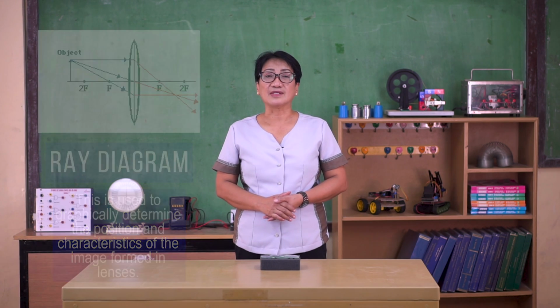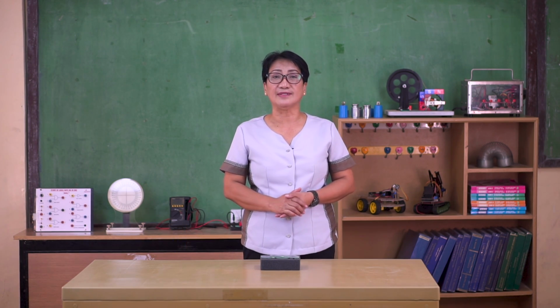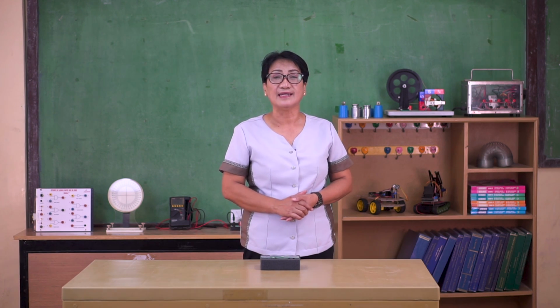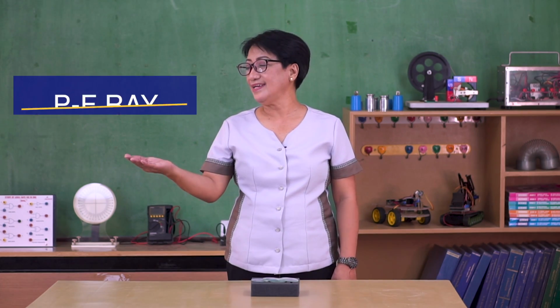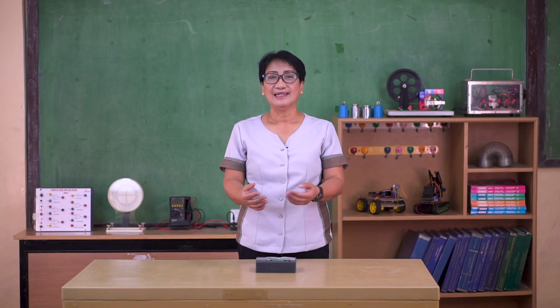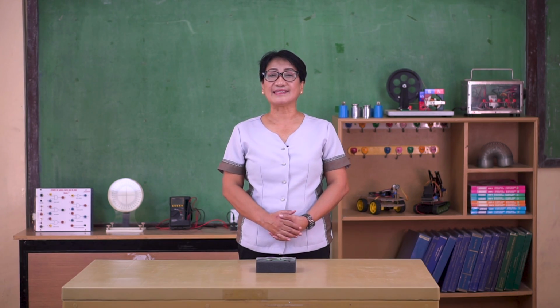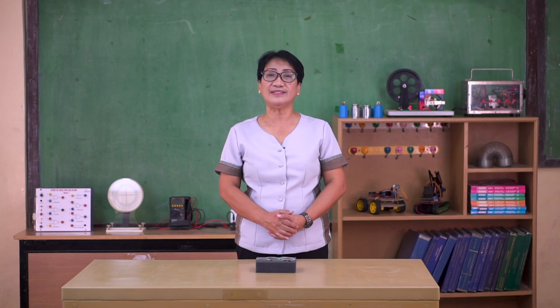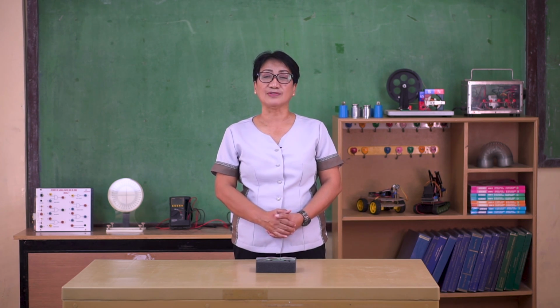There are some special rays we can use in the ray diagramming of the lens. These are PF ray, FP ray, and V-ray. Ray diagramming technique is somewhat tricky since these three special rays are quite different in convex and concave lenses. Let us first discuss how to draw these three special rays in the convex lens.